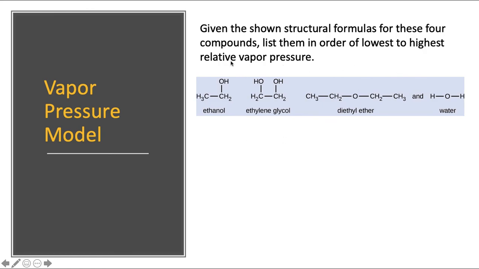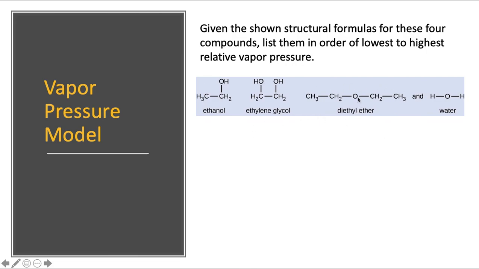So how does vapor pressure change with intermolecular forces? The lowest vapor pressure has the highest intermolecular force. The highest vapor pressure has the lowest intermolecular force. So let me look at these different types of molecules and figure out which one has the highest intermolecular force and the lowest intermolecular force. Well, first of all, let's look at diethyl ether.